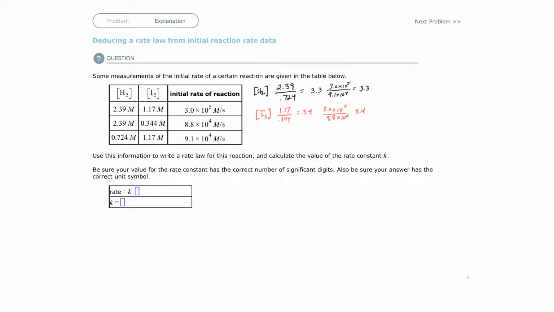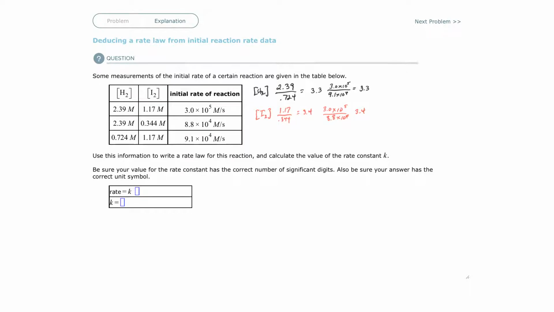Now, what does that mean? If the concentrations go down by the same amount that the rates go down, then the reaction is first order in that particular thing. So it's first order in hydrogen. All right, so let's do the same thing with iodine. In the second test, they left the hydrogen concentration the same, and they reduced the iodine concentration. I have the original iodine concentration as 1.17, so that's what I have here. And then it went down to 0.344, and that's what I have here.